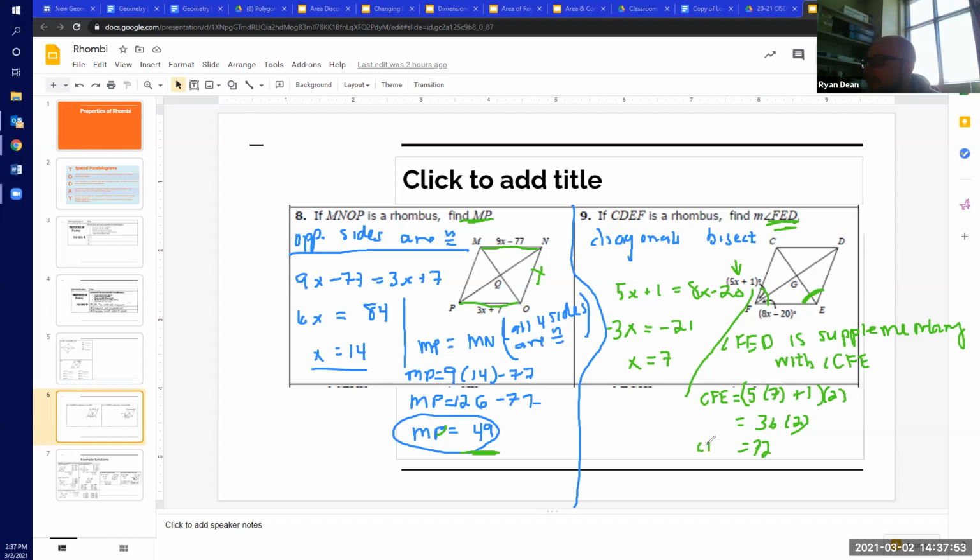So CFE is 72. And since FED is supplementary with CFE, when I'm solving for FED, I'm just going to take 180 and subtract 72 from it to figure out what FED is. So FED is 180 minus 72, which gives me 108 degrees. All right, that's it for the rhombus.